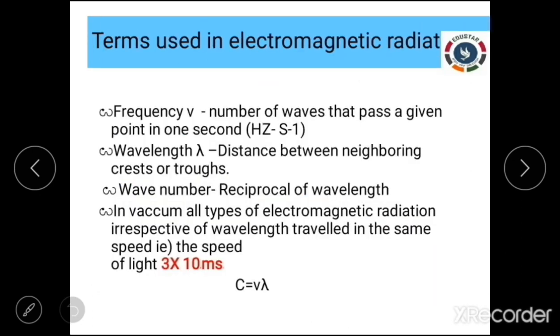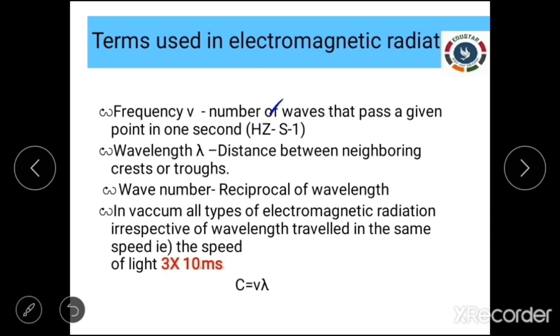Now I am going to talk about the terms used in electromagnetic radiation. The first one is frequency, indicated by mu. The unit of frequency is hertz, the number of waves that pass a single point. See, there is a point. At a particular point, how many waves travel through the point in 1 second, that is equal to frequency. Then what is the second term? Wavelength. Wavelength is indicated by lambda. It is the distance between the crests or troughs of the wave.